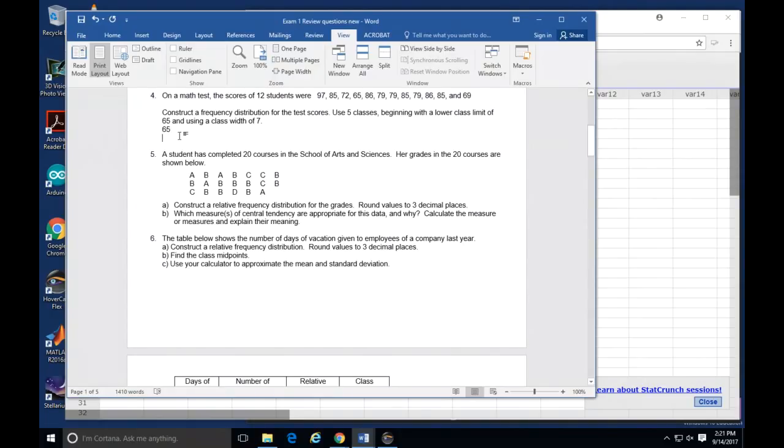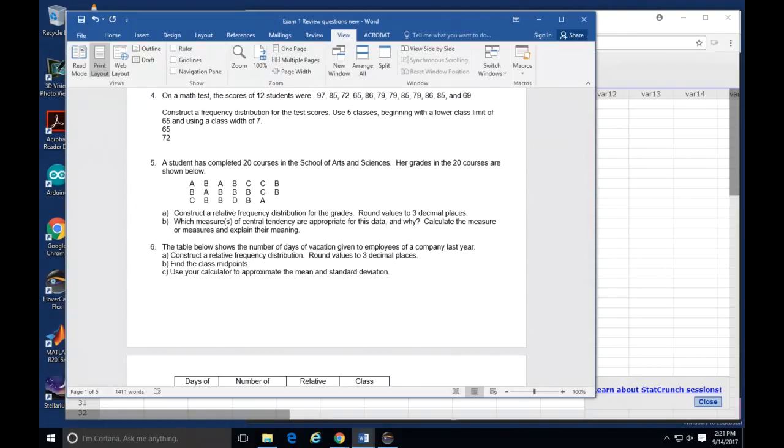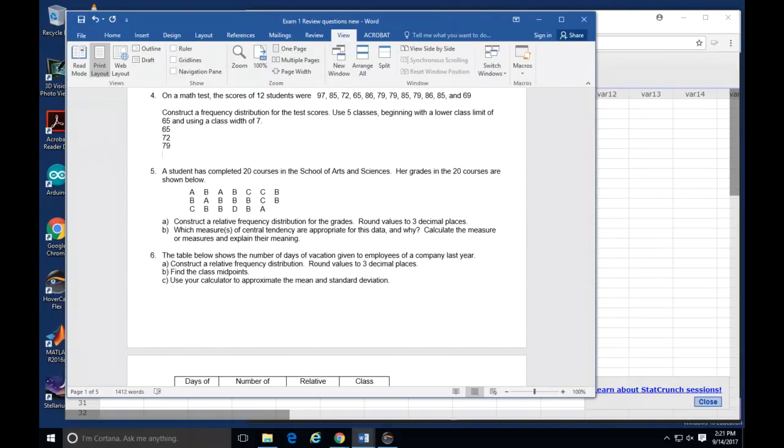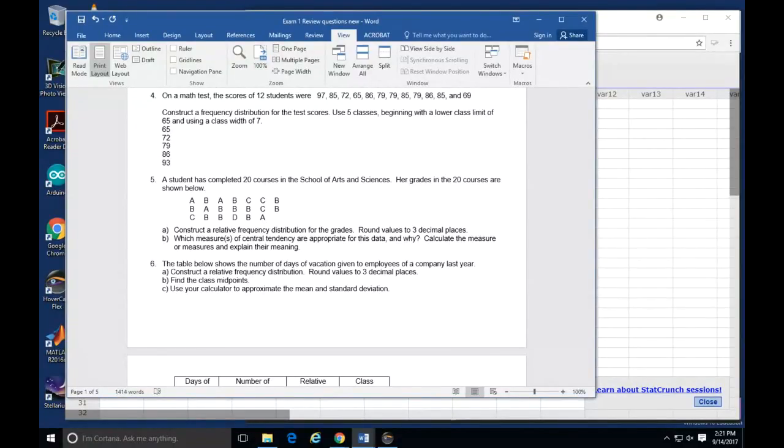So 65 plus 7 would be 72. And then to get the rest of the lower limits, you just keep adding 7. 86, 93. Okay, then to get the upper class limits, since these are whole number values, for each one of these we want to go one below what the lower class limit for the next class was. So this first class is going to go from 65 to 71. This one would go from 72 to 78, and so on. We could fill in the rest of these that way.